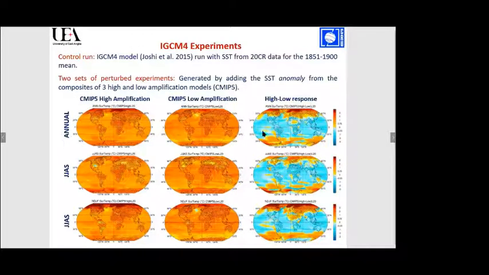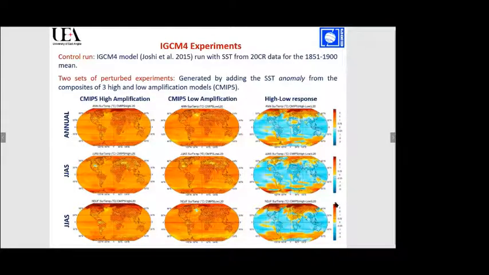However, the low amplification model simulates the warm anomaly in the low latitude regions compared to the high amplification models. So now we can see, if we look at the bottom panel, sorry, apologies, I mentioned JJS, but it is actually the NDJF season.